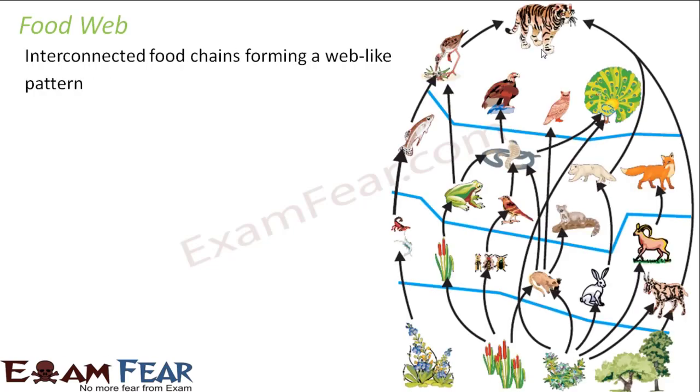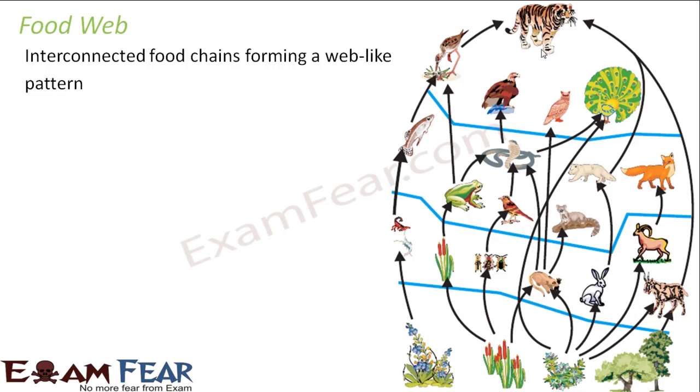So let us see, what is a food web? It is nothing but interconnected food chains forming a web-like pattern. Here you can see it is not a straight line at all. Here you can see different organisms eating up different other organisms. It is not that one organism can be eaten up only by one other organism. For example, when you take the example of plants, how many animals are there which can feed on plants?